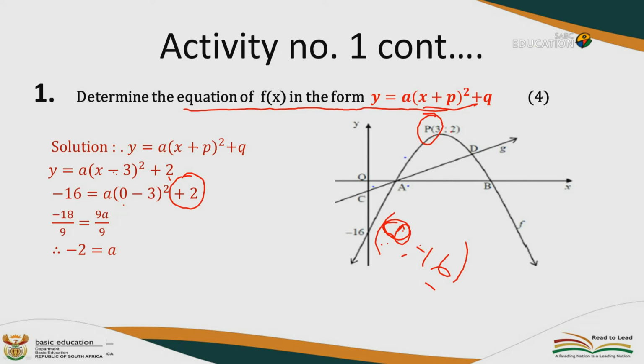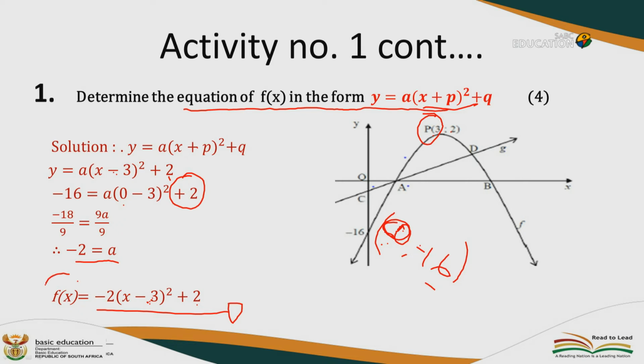So if our a is negative 2, we can easily get the equation of our function. Our equation will finally be f(x) is equal to, in the standard form, negative 2 into x minus 3, this 3 is the x-coordinate of the turning point, all squared, plus 2. This 2 here is the parameter q, the y value of our turning point. Then we are done with the equation. This is our equation of the given function in the form f(x) is equal to.